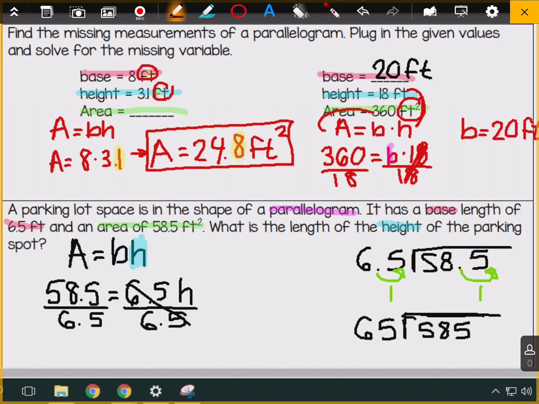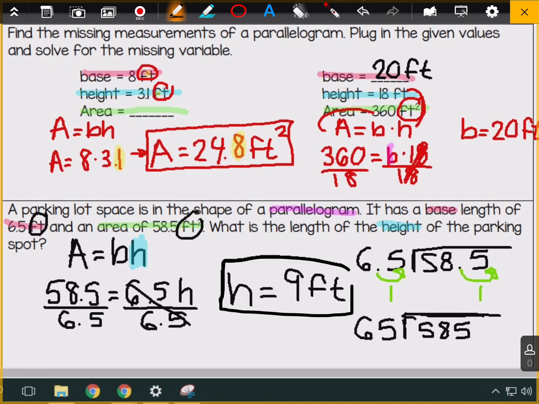Now I could go about dividing this to find my answer. When I go through to find my answer, I will be left with H equals, and my answer would be 9. Remember that we need to put this in terms of the measurement, and everything inside the question had to do with feet. So this would be our feet. This one only gets the feet instead of the feet squared because we already had the feet squared given to us as the area. So the height of this parking spot would be 9 feet.